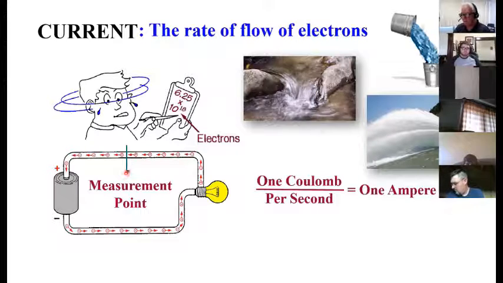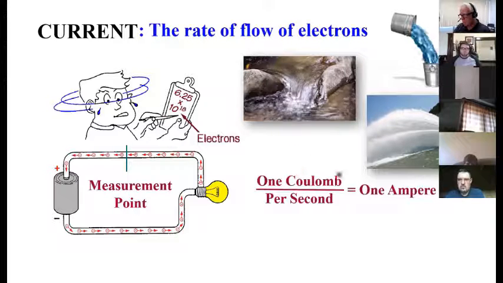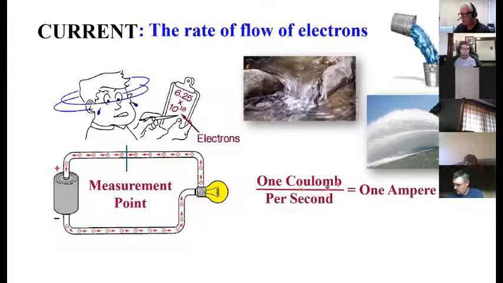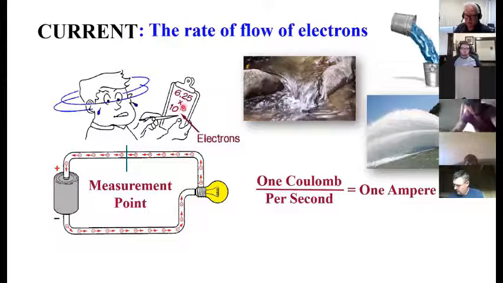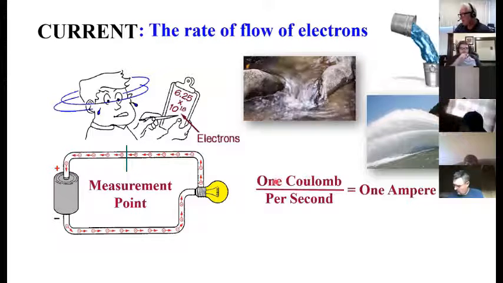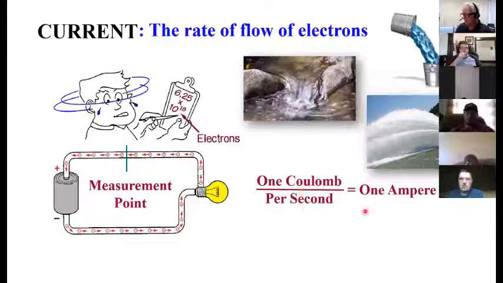It's a big quantity, 6.25 billion, which they call a coulomb. A coulomb is just like you call 12 eggs a dozen. You call 6.25 billion electrons a coulomb. So if I can get this to move around here at 1 coulomb per second, that's 1 amp.